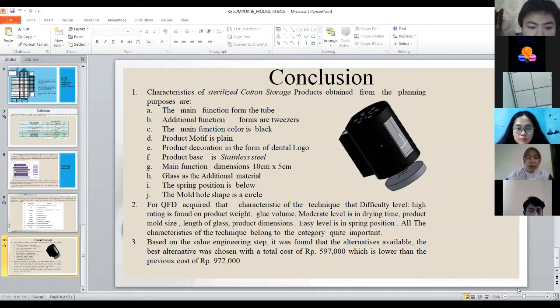How is the hammer placed inside? It's not a hammer, miss. It's a spring. But in your components, it is written hammer, number 7. Because we use a hammer to create a place for the tweezers. Beside our product, there is one place to put the dentist's tweezers, and because the shape is a box, we need a hammer to make it become a box.